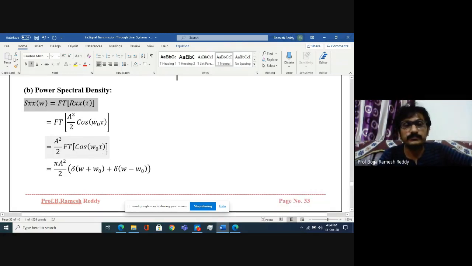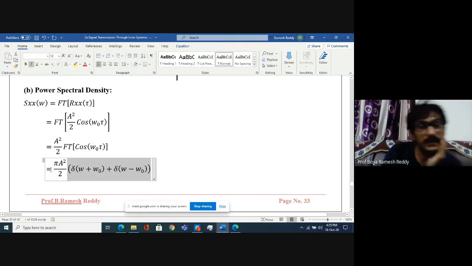Fourier transform of cos. It consists of two impulses, which are located at omega equal to omega naught and omega equal to minus omega naught. It is symmetric. For this, pi into del of omega plus omega naught plus del of omega minus omega naught. That is the frequency domain of the cos function. Therefore, it is also a standard question. Power spectral density of A cos omega naught t plus theta is pi A square by 2 times del of omega plus omega naught plus del of omega minus omega naught.